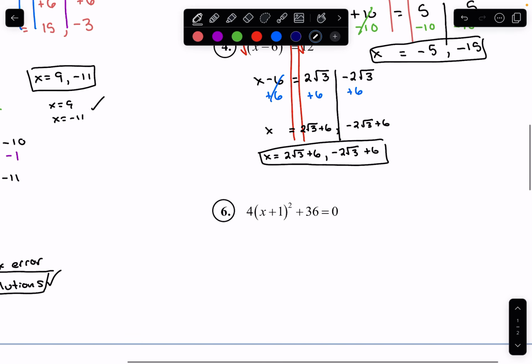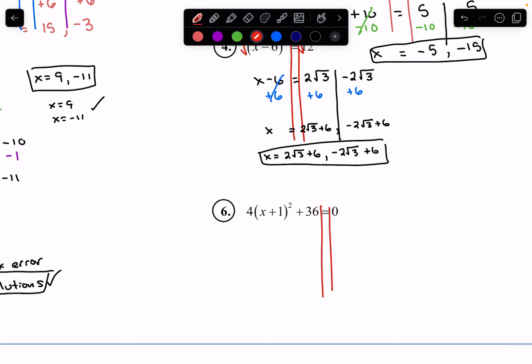All right, number 6. I think we're going to get something similar because I can see a negative number already. If I minus 36 and move it over here, I end up with 4 parenthesis x plus 1 squared equals negative 36. My next step would be to divide by 4. I'm so far so good, right? X plus 1 squared equals negative 9.